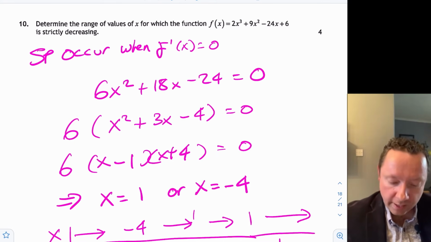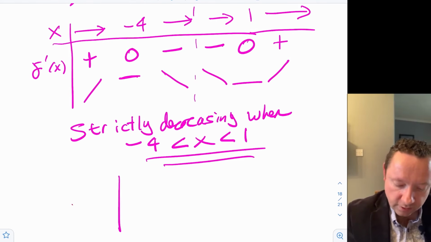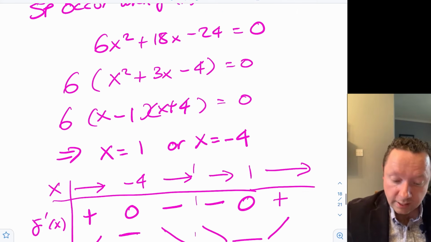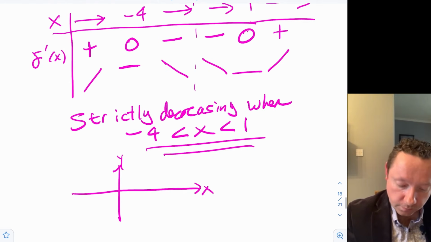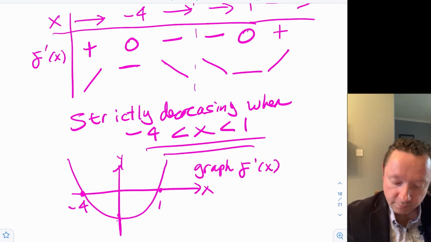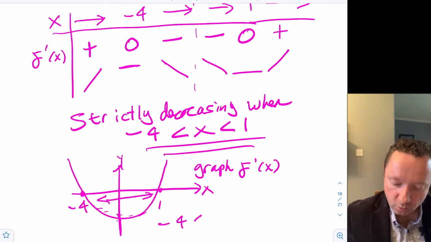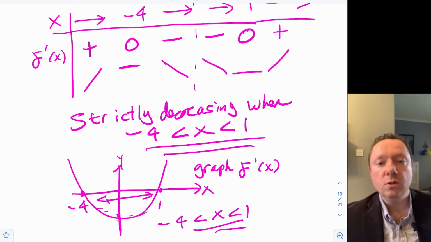Now, if we move on to the other way, we could look at just the graph. So graph of the derivative, we know the derivative is a quadratic with roots at 1 and minus 4, and it's a normal positive quadratic. So same idea. That's the graph of f dash x. And that's negative below the x-axis, which is down here. So it's between minus 4 and 1. So again, you would get the same answer. Minus 4 is less than x is less than 1. Either of those options will give you your marks probably.